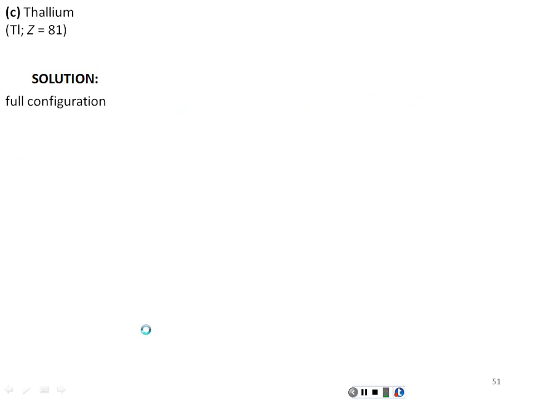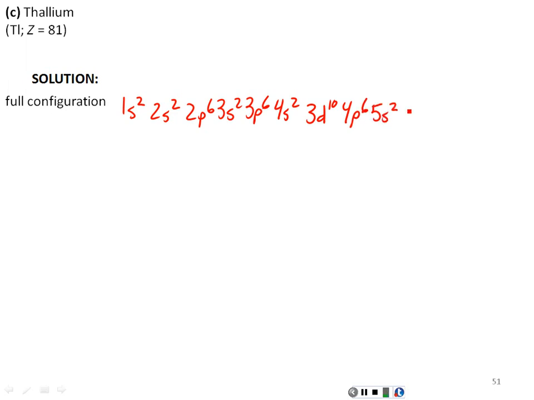Okay, finally, thallium. So the full configuration is quite long. 1s2, 2s2, 2p6, 3s2, 3p6, 4s2, 3d10, 4p6, 5s2, 4d10, 5p6, 6s2, 4f14, 5d10, 6p1.